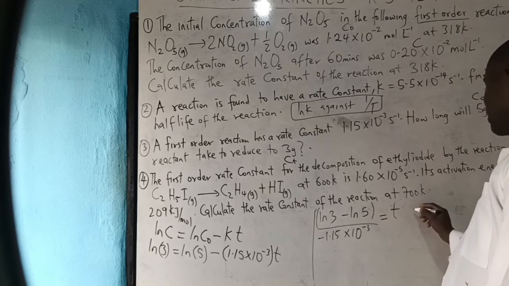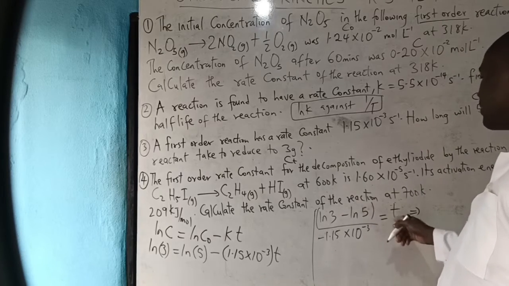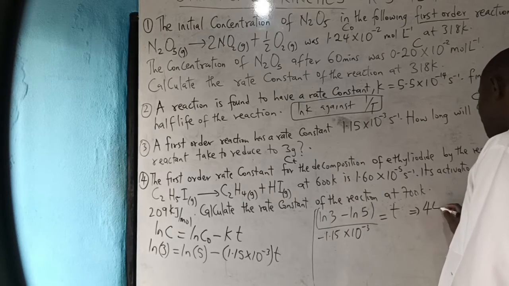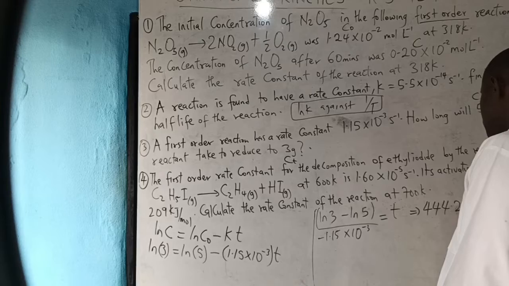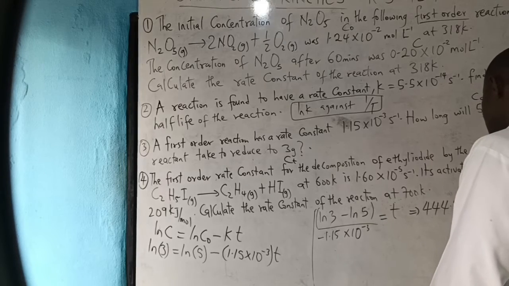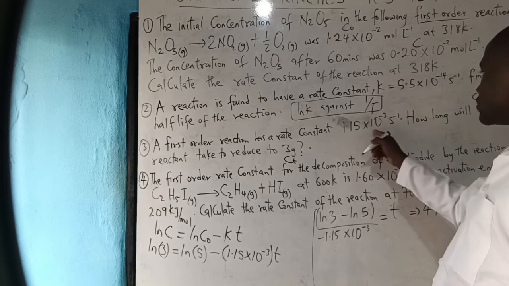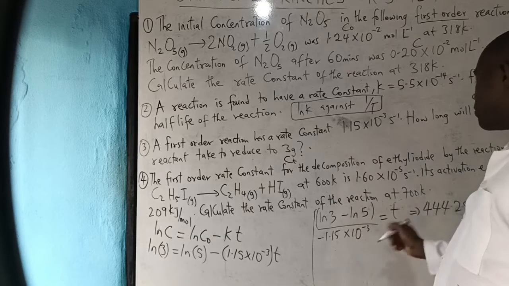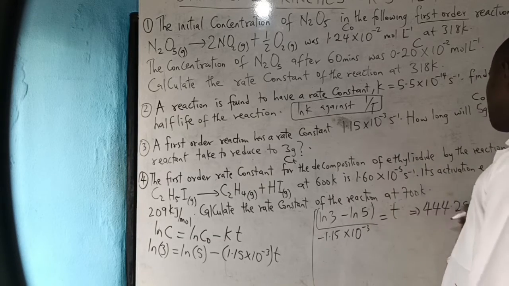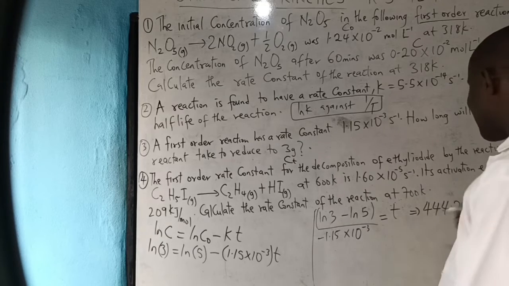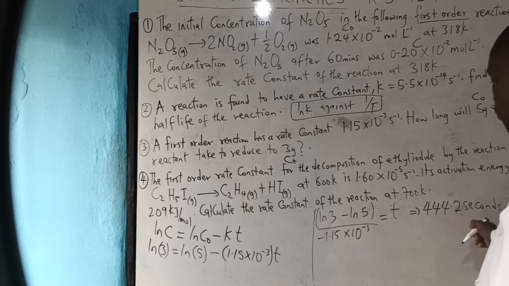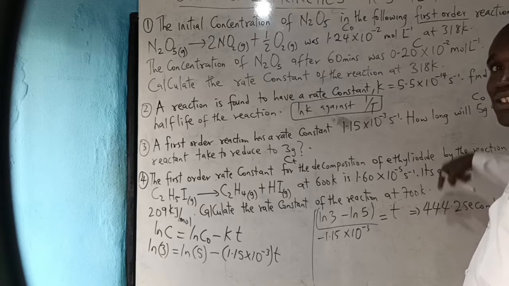The time it will take the 5 gram to reduce to 3 gram will be 444.2 seconds. Seconds, because the rate constant is in per second. If the rate constant is per minute, you put minutes. If it's in hours, you put hours. If they ask you to convert seconds to minutes, you divide this seconds value by 60. When you divide by 60, you are getting it in minutes.